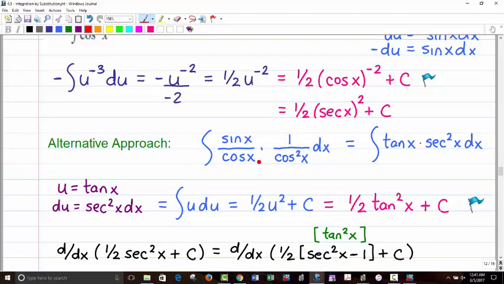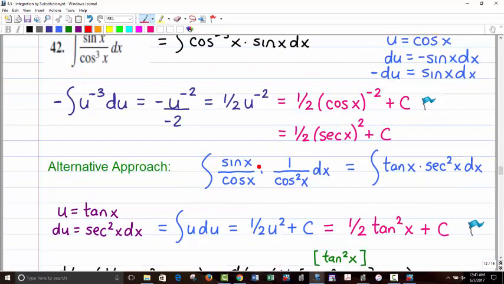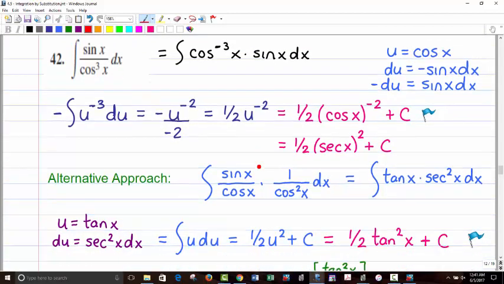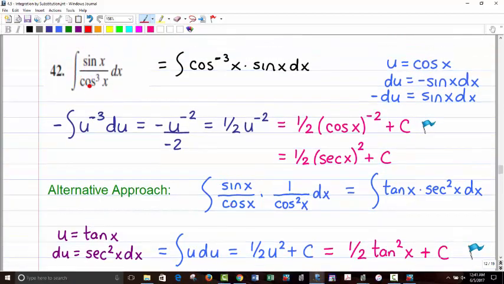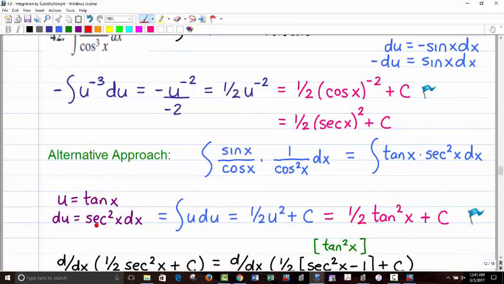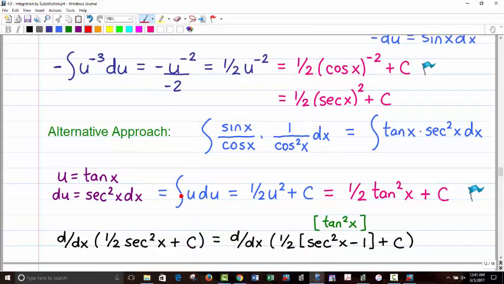Now here's a different approach, though I like the first way better. I basically split this up as sine over cosine. That left 1 over cosine squared. So you multiply this part together right here, and you get the original problem. That's obviously very important; I can't just make up something that doesn't match the original. So that's going to be tan x times sec squared. In this case, you would let u be tan, and du would be sec squared, so it fits real nice. So it's u du, which is 1/2 u squared plus c. Which is then 1/2 tan squared of x plus c.